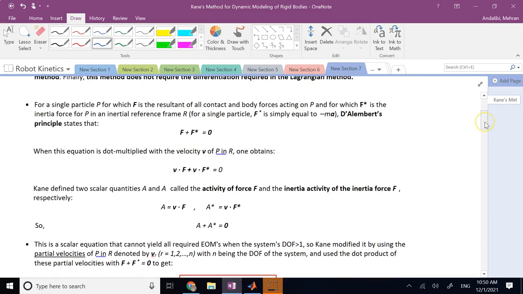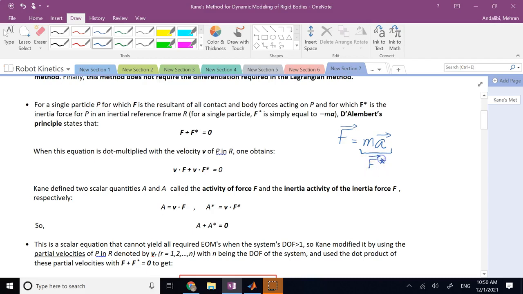It starts with D'Alembert's principle. If I want to put it very simply, instead of the second law of Newton that you say F equals ma, if mass is constant, the D'Alembert principle says, let's call this mass times acceleration a force, and we know it is called an inertial force, right? So it calls that F star, the inertial force.